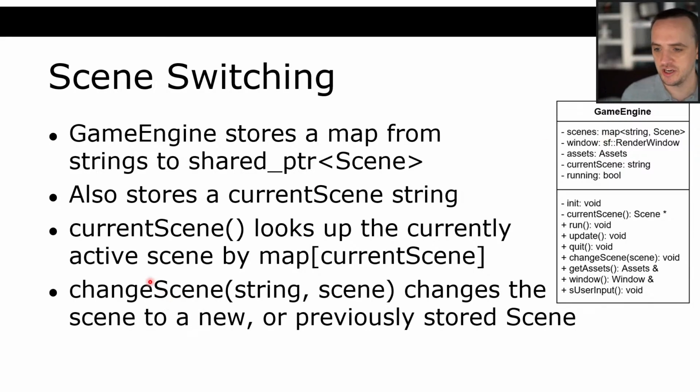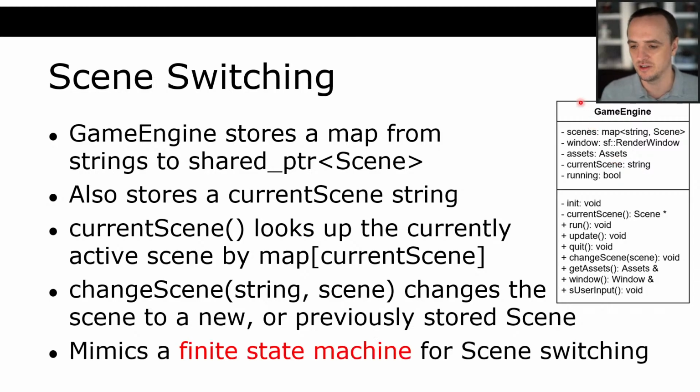And change scene is a function that changes the stored scene to a new or previously stored scene. Meaning that if I call change scene, I'm just going to change the current scene's string, and then when I go to look up whichever scene I'm in, I just look up that scene in the map. It's going to store the pointer to that scene object in the map. It's really, really easy. This essentially mimics a finite state machine for scene switching. It's the easiest possible way you could implement this. You could have a vector and iterate through it, which might be conceptually easier than a map, but this is the easiest way of actually implementing it, in my opinion.